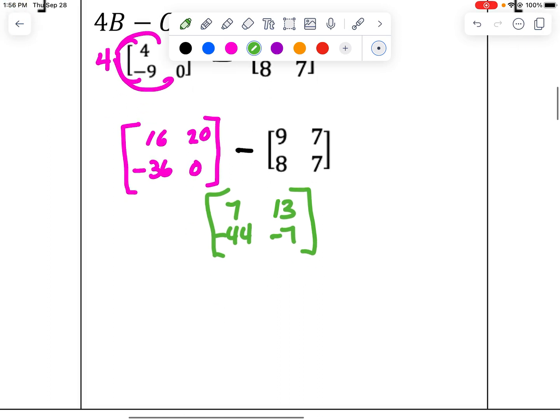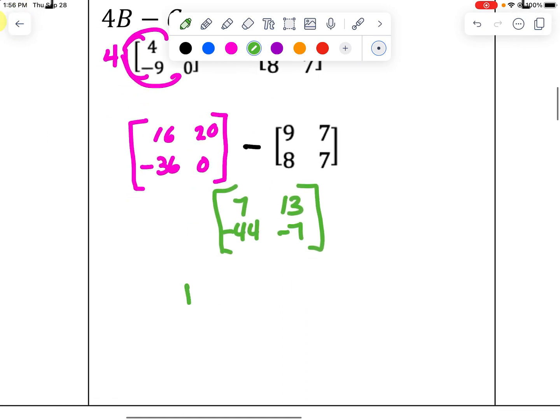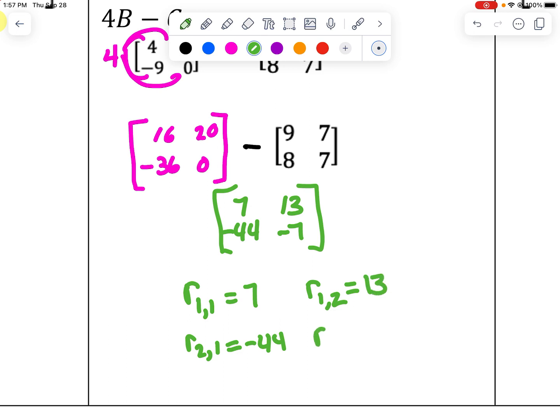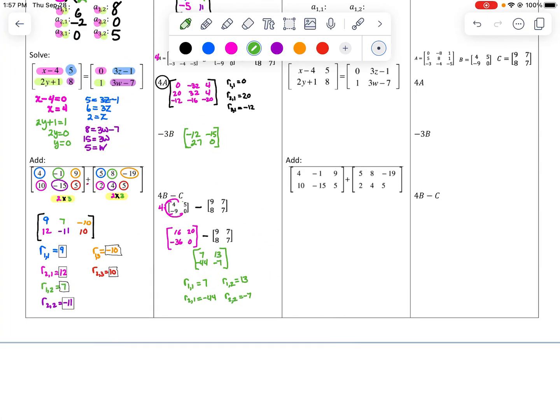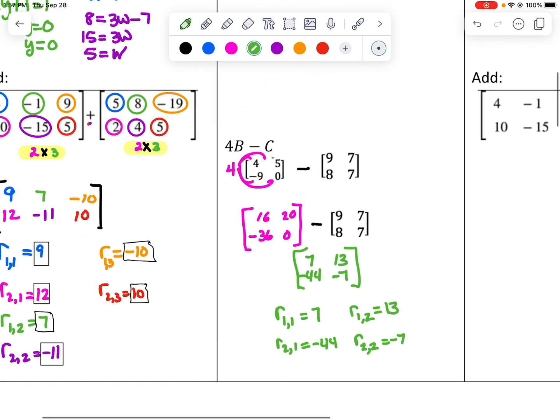So we would say that our result of first column, first row is 7. And our result of second column, first row is negative 44. And our result of first row, second column is 13. And our result of second row, second column is negative 7. And that is it, my friends. That is the basics of matrices. That's the introduction. So there you go.